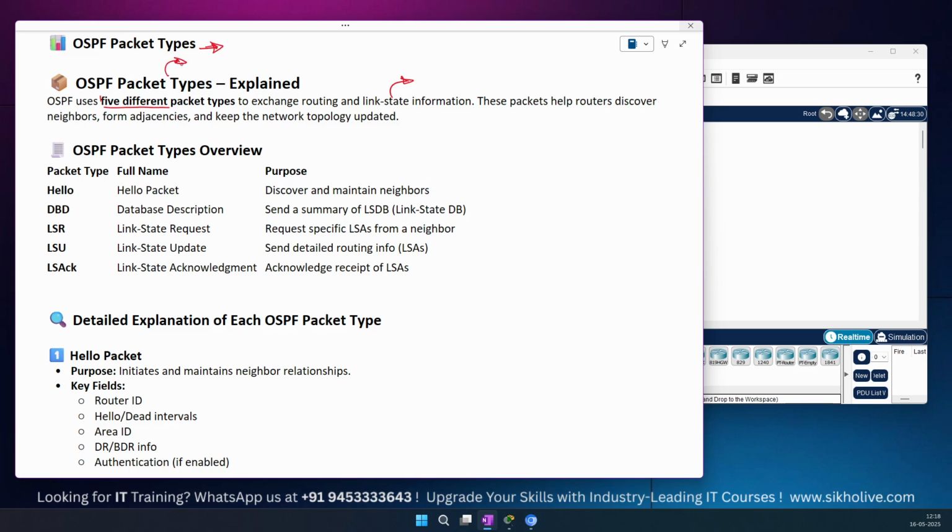OSPF packets mean OSPF sends packets to neighbor routers. For example, this is router 1, there is router 2 and router 3, maybe router 4, R5, R6, R7, R8 and R9. There may be different routers, and every router has OSPF routing configured.